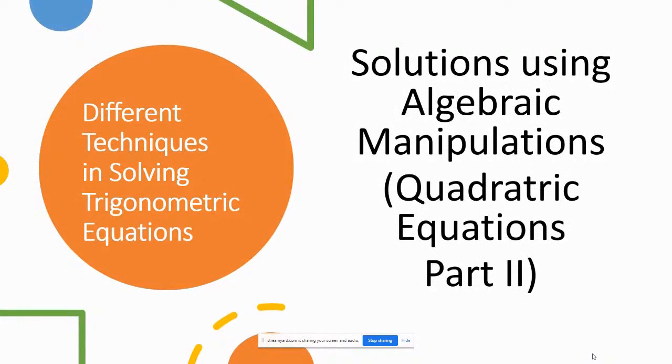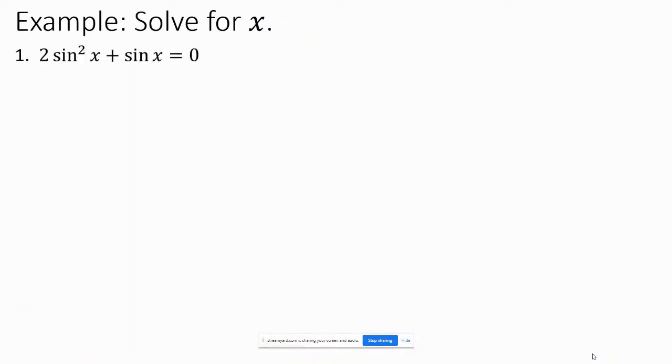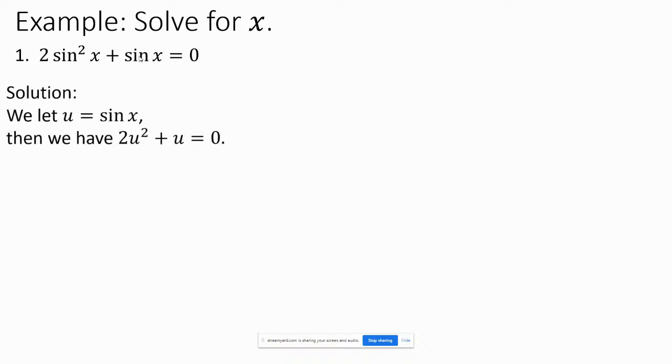Ayan na yung sinasabi kong part 2. Quadratic equations part 2. So, we have here 2 sine squared x plus sine x. No? Quadratic siya in nature. Quadratic siya in terms of sine x. Okay, paano siya? So, pwede natin siyang i-factor out, di ba? No? Pwede siya. So, we will use factoring this time. Ito, may sin x. Ito, may sin x din. So, we can factor out sin x.